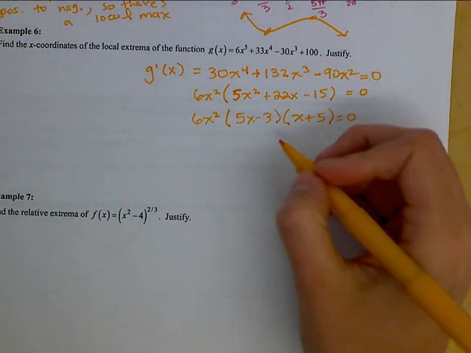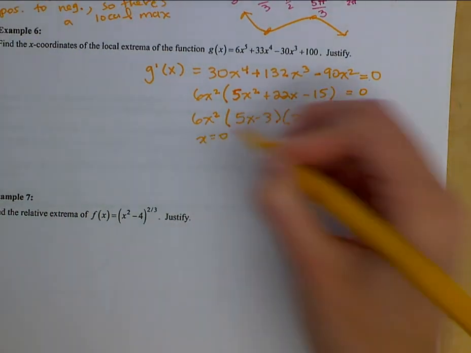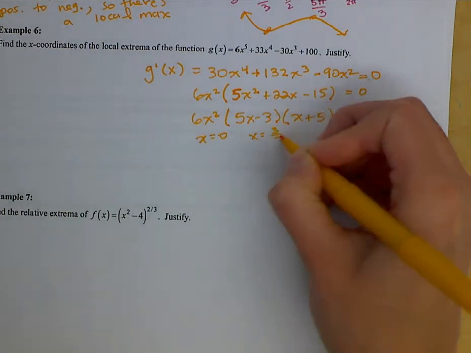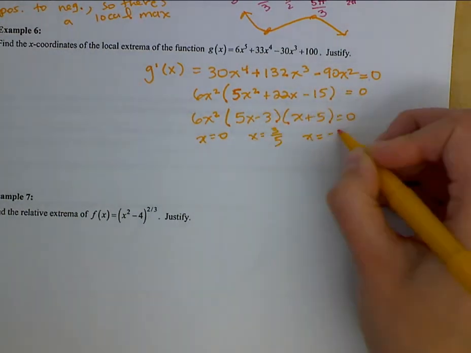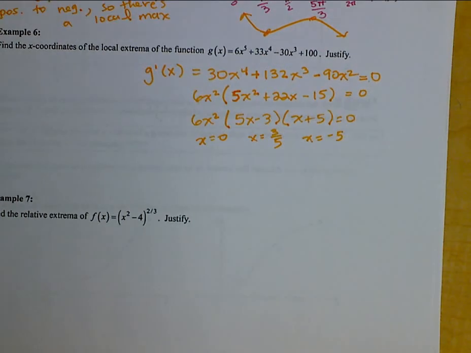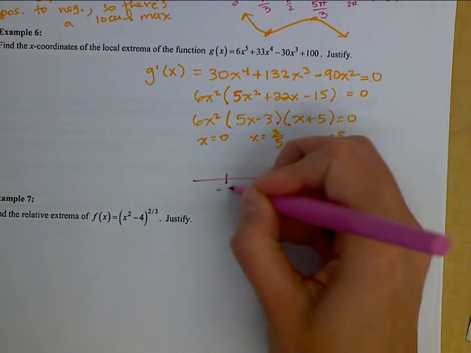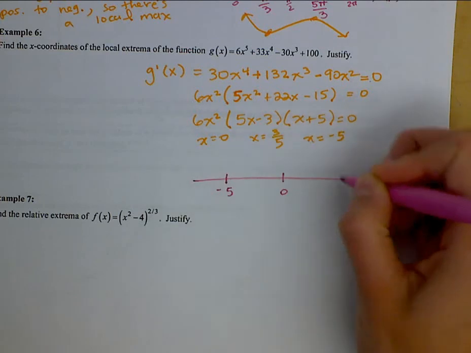Okay, so that means that x equals 0, x equals 3/5, and x equals negative 5. These are my critical values, and I want to see what's happening at these points. So negative 5, 0, 3/5.